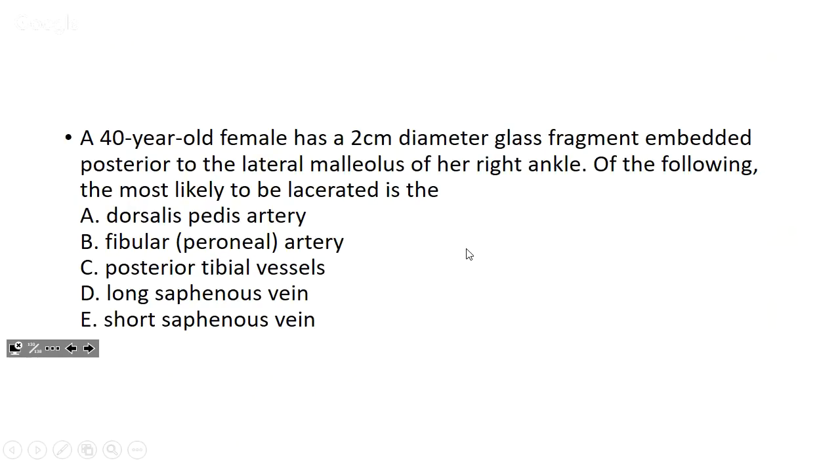Okay, so another question. There was a glass fragment embedded posterior to the lateral malleolus of the right ankle. So think of what's on the lateral malleolus.